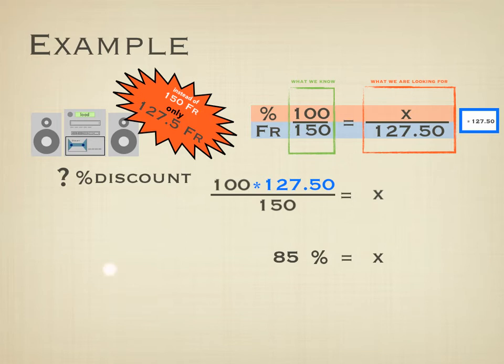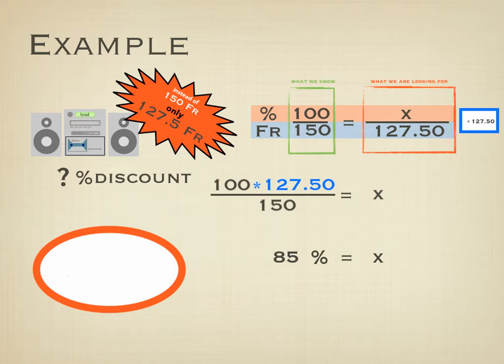85% is the price we pay for the hi-fi set, but we're looking for the percentage of the discount. We subtract 85 from 100 and get 15, so the discount is 15%.